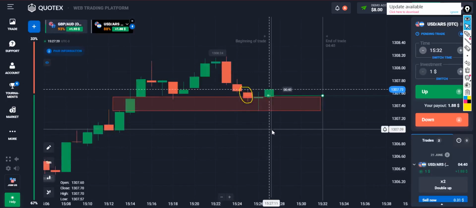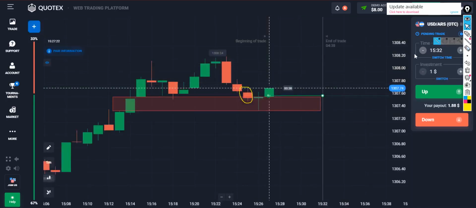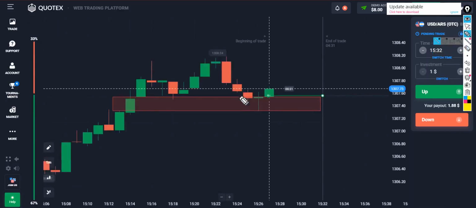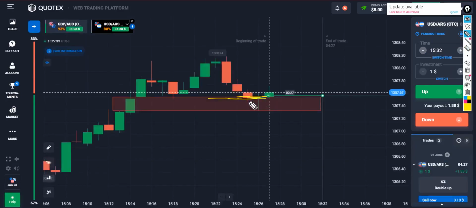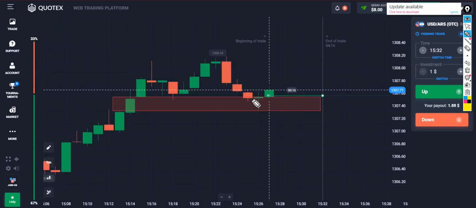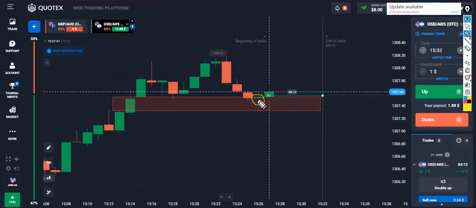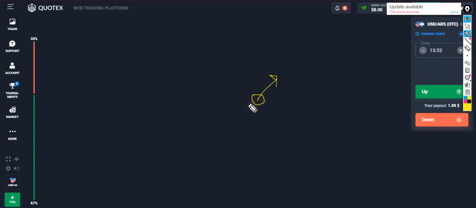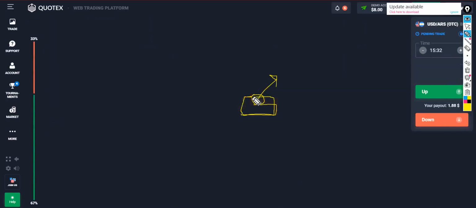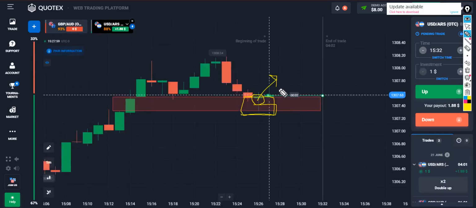Again, let me revise that strategy for you. I hope it helps. When the market enters this fair value gap area right here, you need to wait for a confirmation candle that will give you data about whether the market wants to go up or down. As you can see, the market gave you a green candle, which means that the market wants to go up. It has already swept all the liquidity from this area. So now the market wants to go up. That's why I took a 5 minutes up.